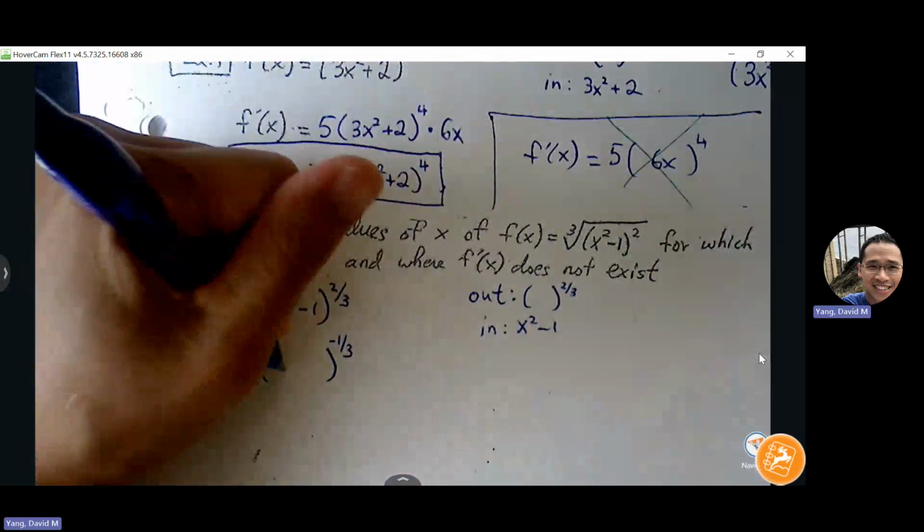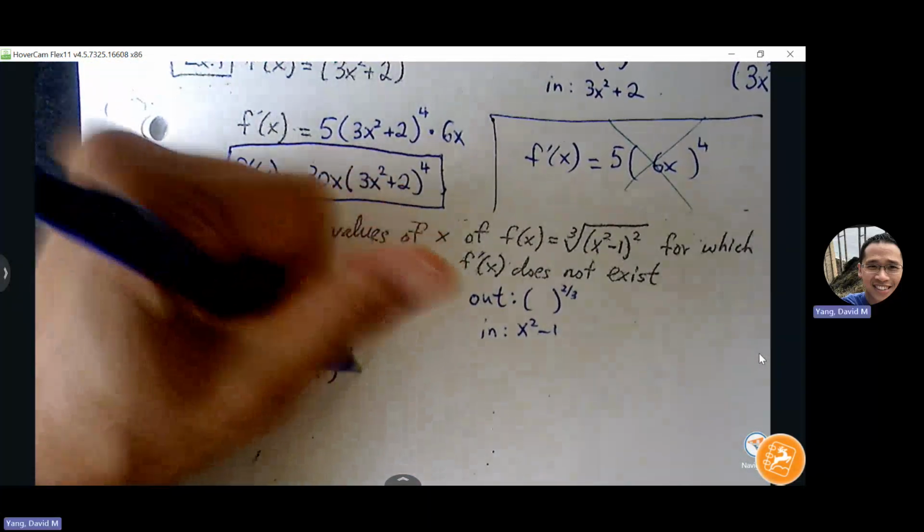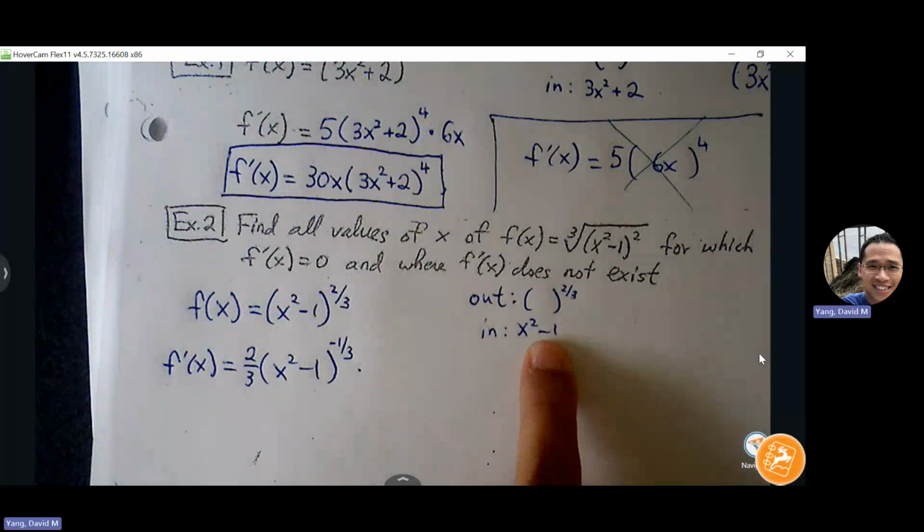So x squared minus 1 goes inside, times. Okay, now we're ready. What's this expression's derivative? 2x, right? X squared becomes 2x. The 1 goes to 0.